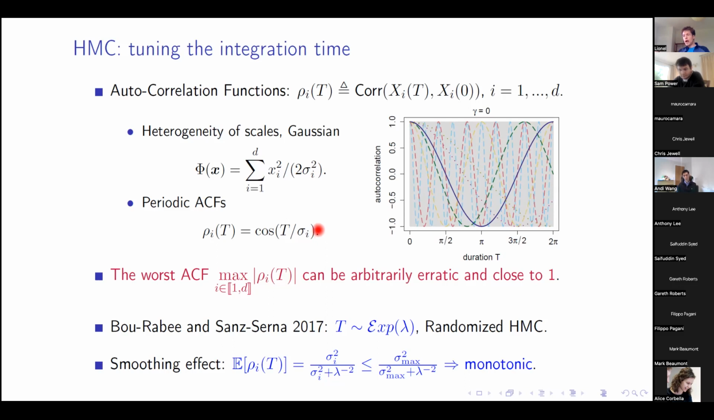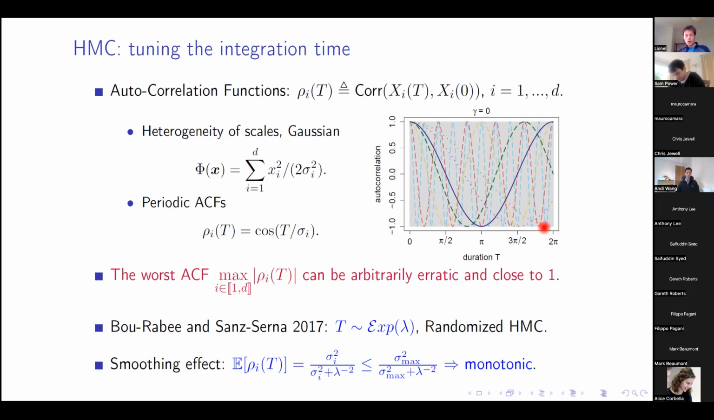In particular, if you look at the worst ACF, which is this map, the maximum absolute value of this rho_i of t, it's a map with respect to t that can be arbitrarily erratic and arbitrarily close to 1, as illustrated on the plot here. And so that's a problem, right? Because there are a lot of situations, if we think about approximating the posterior distribution in Bayesian inference problems, where we are very much interested in all the marginals, and we would like to get some robust guarantees, some way to ensure that we get good mixing for all the components and not just globally in terms of expected squared jump distance.